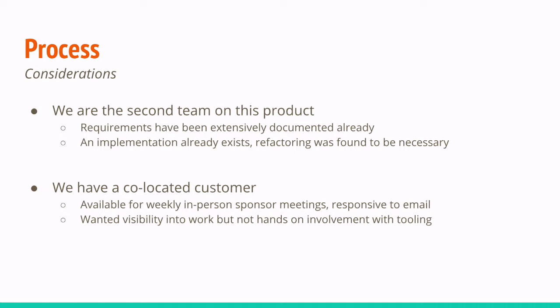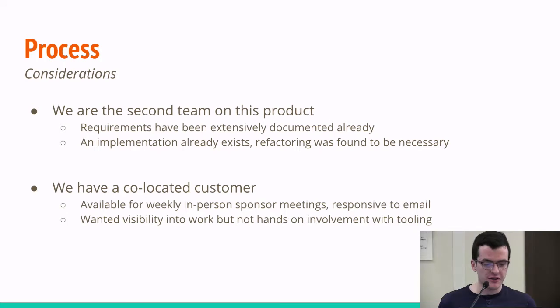So we had to consider a few things when starting the process. One of the things was that we are the second team on this process, so we had to find the requirements document and other design to make sure that we could make a proper choice moving forward. We also had a customer located at RIT, so it was very easy to get weekly meetings with him, which supported a more agile process than a plan-driven one.